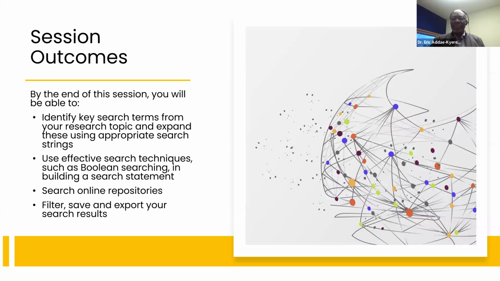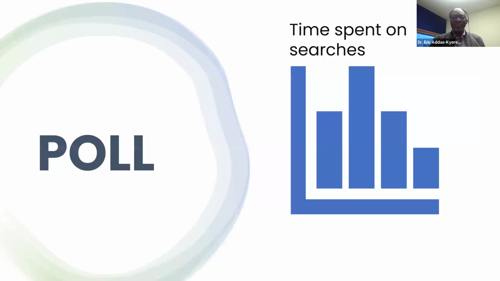We'll start by doing a quick poll to look at how much time it takes people to search for resources online, because we know that it does take a lot of time, and that's one of the reasons why Sage Campus developed this course to help students, early career researchers and others who are interested in finding efficient ways to search for resources online. So we'll do a quick poll to pick up how long people are spending on their searches.